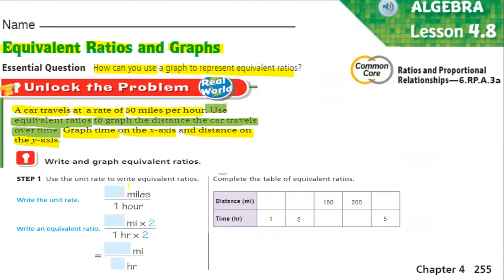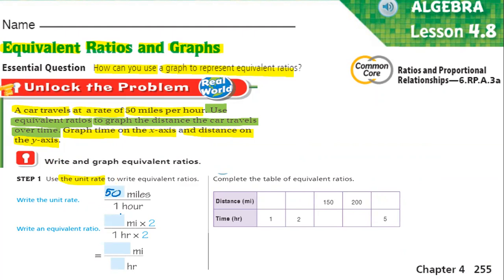Let us see the first step. How can I graph? How can I find the equivalent ratios? This is my main question for the next one. Thank you, Muhammad Salah. How can I write equivalent ratios? By multiplying. Excellent. This is the correct answer. By multiplying what? 50 miles and 1 hour. Excellent. By multiplying the unit rate. What is the unit rate here? 50 miles over 1 hour.